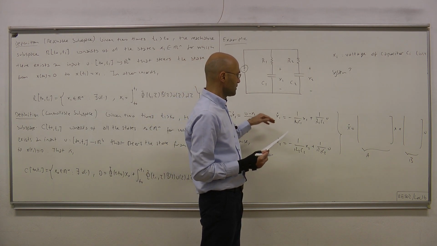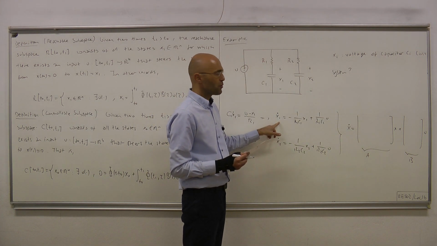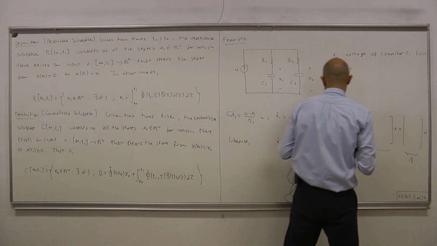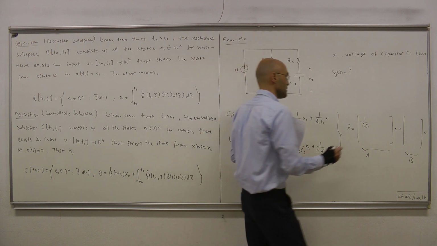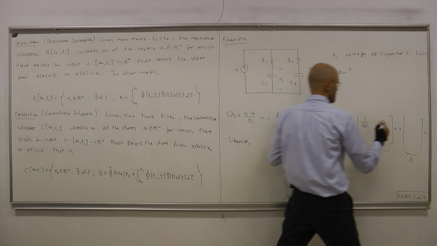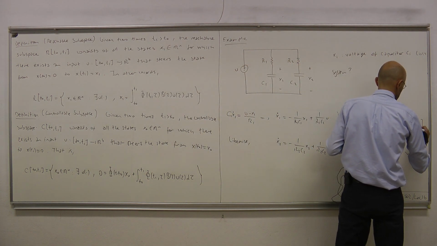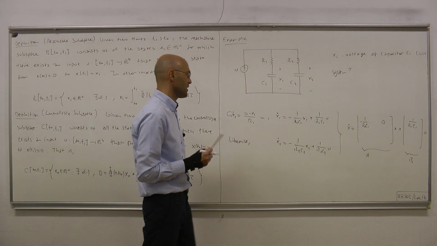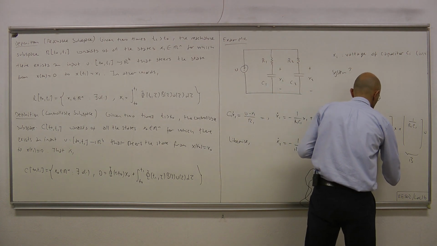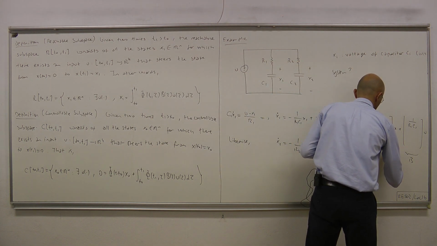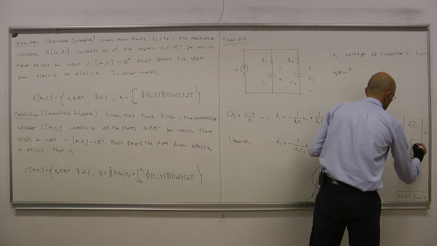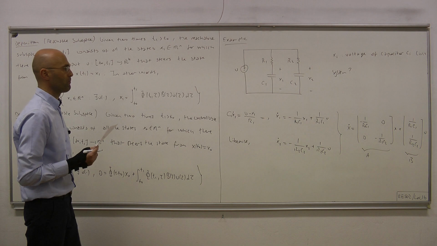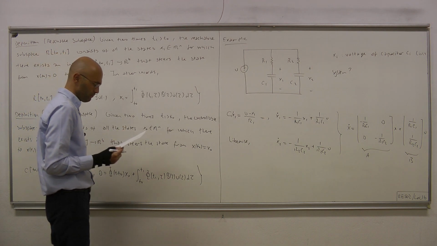Now for the first row we look at the first equation, x1 dot equals minus 1 over R1 C1 x1 plus 0 x2 plus 1 over R1 C1 u. Likewise, the second row is given by the second equation, which is 1 over R2 C2, and here we have R2 C2. And that yields our A and B matrices.